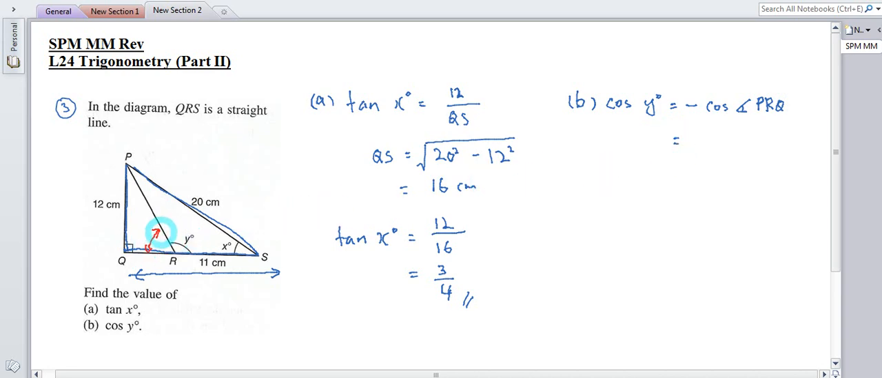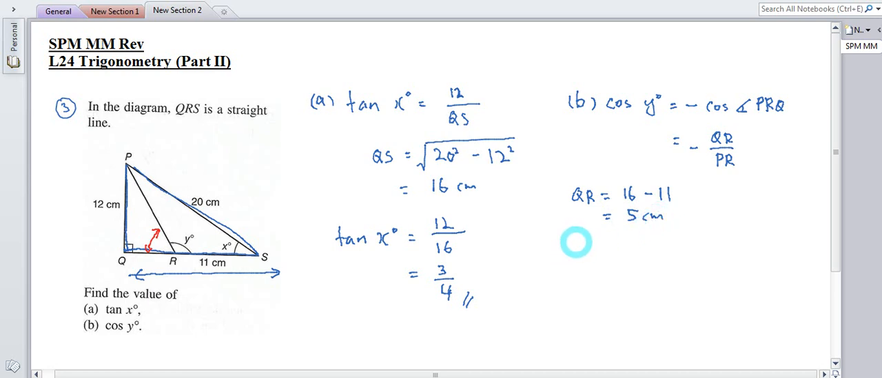So if you want to get the cosine of this angle, CAH. A is QR. Negative. This A is QR. H is PR. So we need the length of QR and the length of PR. So QR is actually very easy. QR is equal to QS, which is 16, minus 11. You get 5.